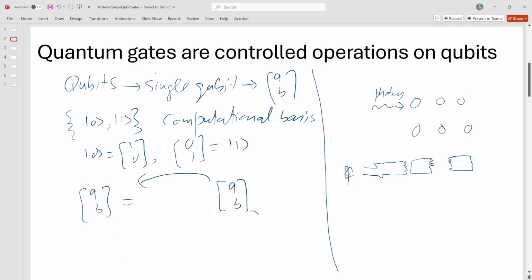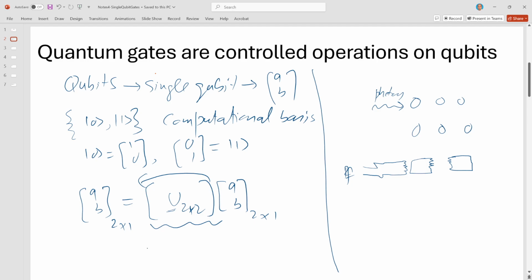And since this is a 2 by 1 vector, and this is a 2 by 1 vector, for a single qubit this can be done by a 2 by 2 matrix. Now, the physics of the mechanism requires that this matrix be unitary, because it then preserves the probabilities. We can actually see why this has to be a unitary operation.